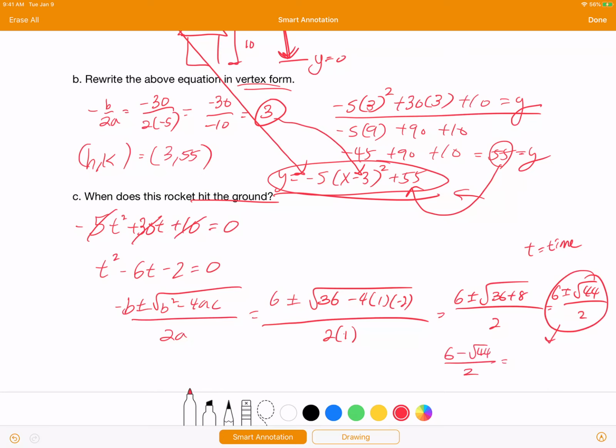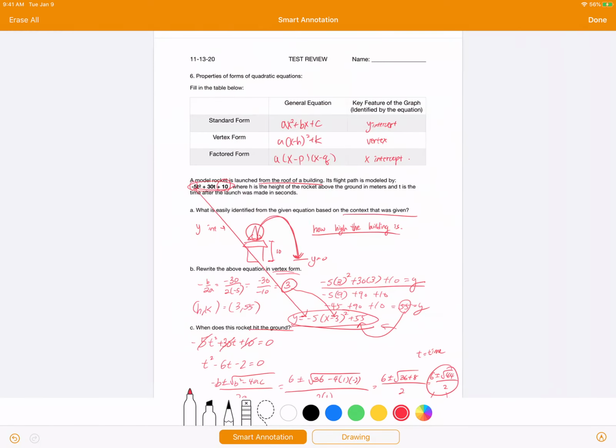because if you type that into your calculator, this will get you a negative number. So that's no good. So we only want to look for the one that's positive, 6 plus square root of 44 divided by 2. And if you were to just type that into your calculator, let's see what we get. I believe that final answer will be 6.31 seconds in time.